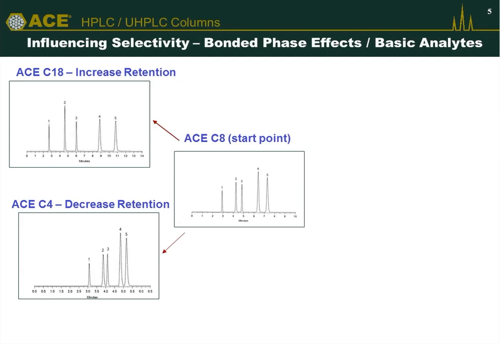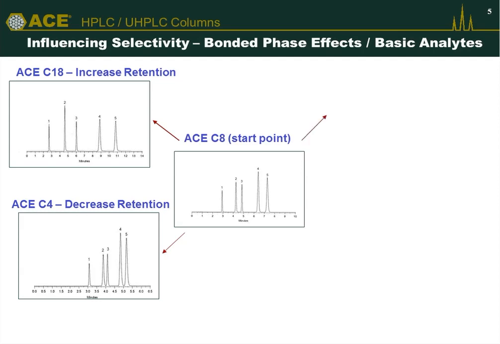And you can see pretty much you get what you would expect. When you move from a C8 to a C18 column, there is an increase in retention time for these components. When you move from a C8 to a C4 column, there is a decrease in retention time. So for these 3 stationary phases, the dominant mechanism of interaction is hydrophobic interactions between the analyte and the stationary phase. You can see for all 3 chromatograms, the elution order stays the same, 1 through 5, 1 through 5, and 1 through 5, because the mechanism is essentially the same.